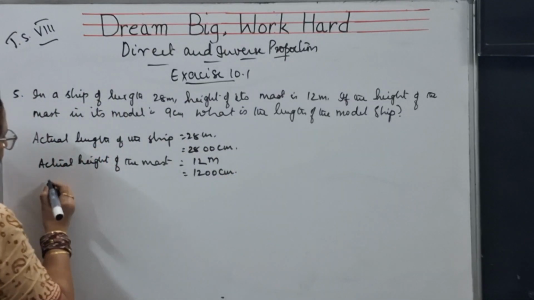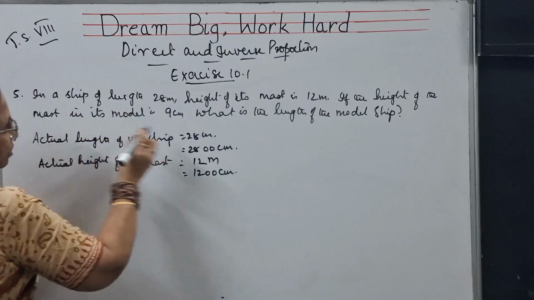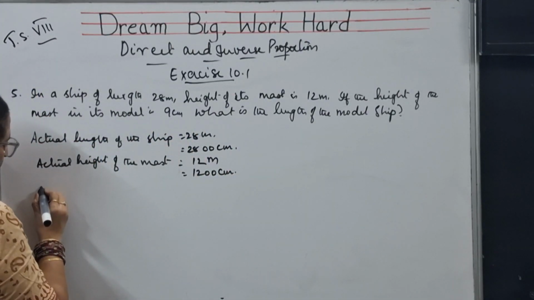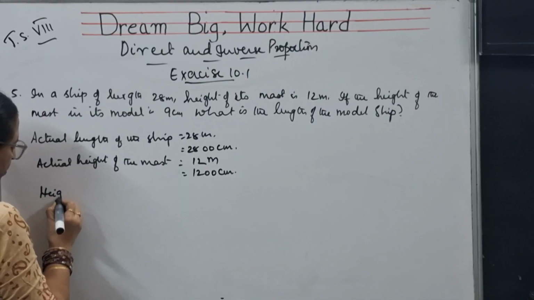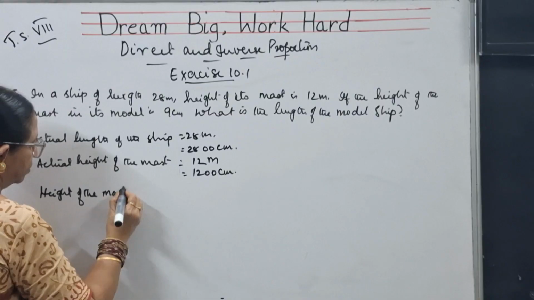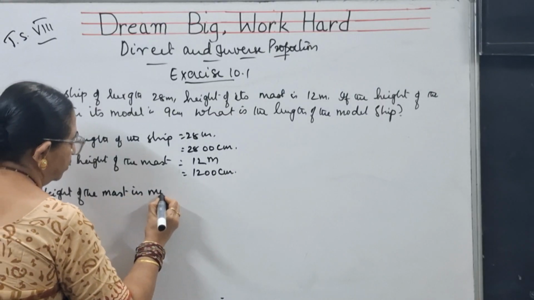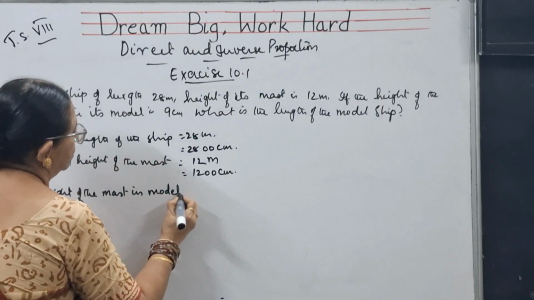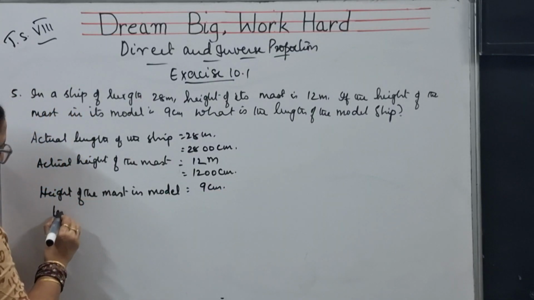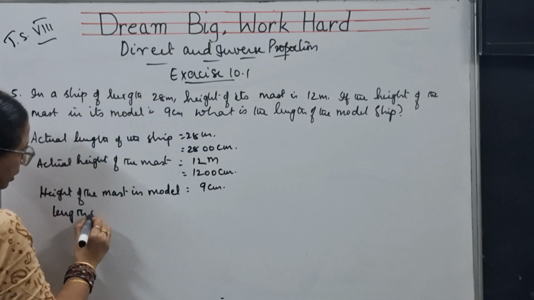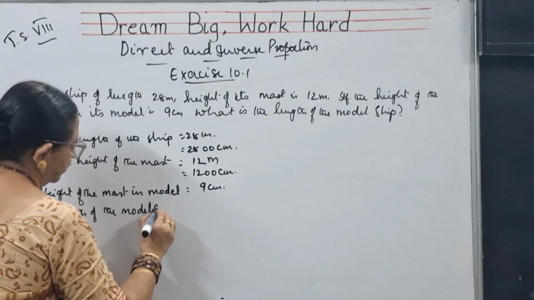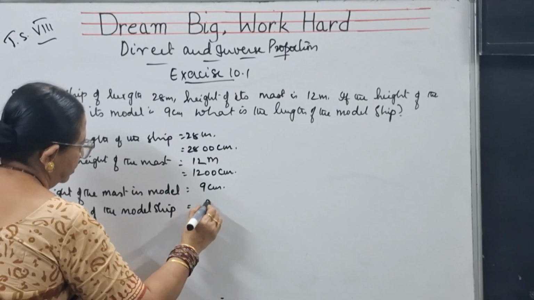Now, what did they say? If the height of the mast in the model is 9 centimeters, now the question is, what is the length of the model ship? Model ship length is how much?